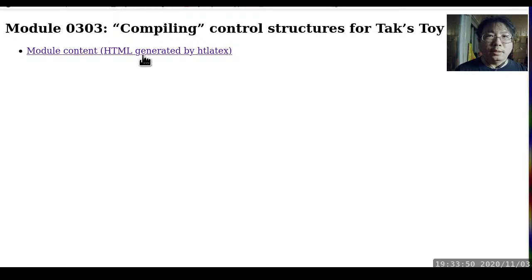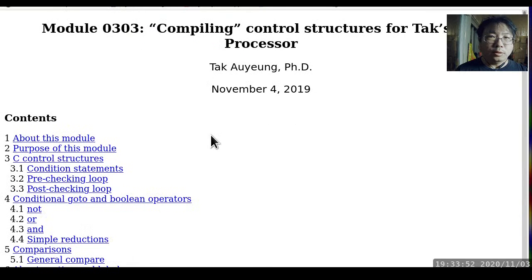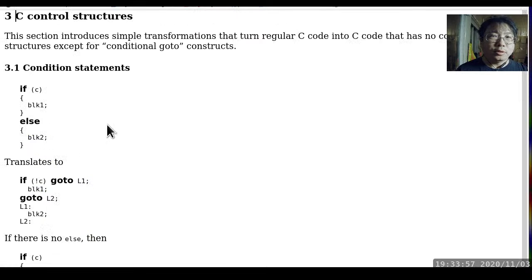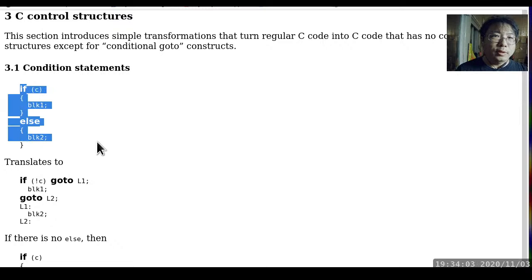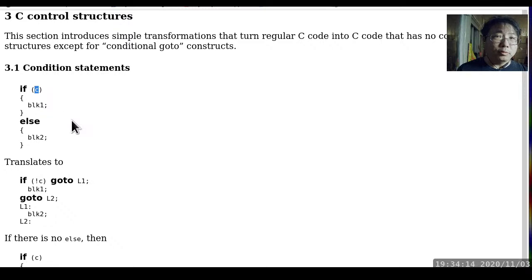And this is a module, just like the other modules. This one starts with control structures that we are familiar with, in this case conditional statements. When we see something like this, the first question is, what is C? C is really just a placeholder of a condition. In other words, C itself is not a variable or a condition itself. It is a placeholder of a condition.